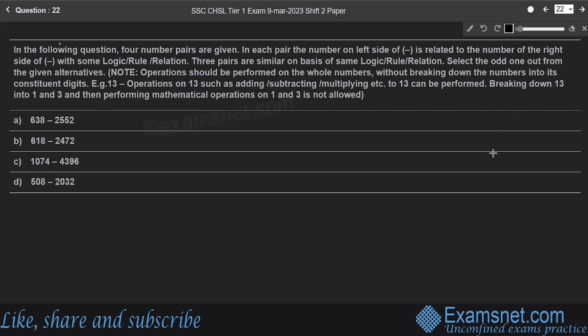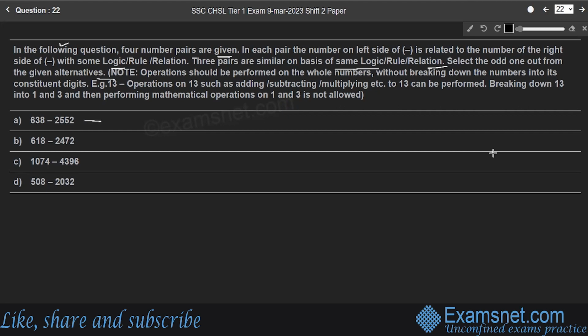Question 22. In the following question, 4 number pairs are given. In each pair, the number on the left side is related to the number on the right side with some logic or rule or relation. 3 pairs are similar on the basis of same logic. Select the odd one out from the given alternatives. There is a note, operation should be performed on the whole numbers. That means we should not break down the numbers into its constituent digits. So consider the first one.